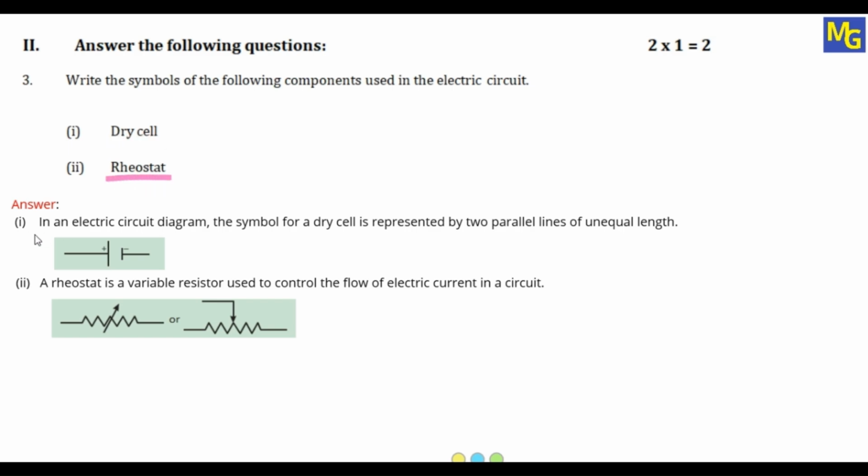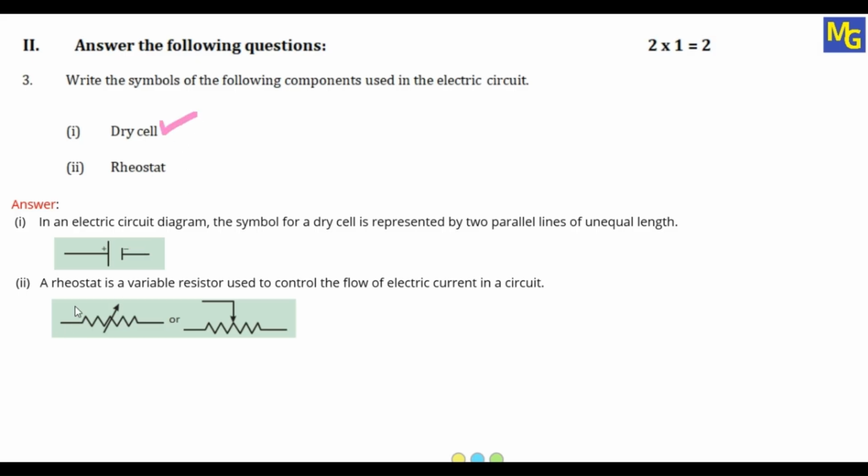So you can see the answer. In an electric circuit, the symbol for dry cell is represented by two parallel lines of unequal length. In any electric circuit, you can see two parallel lines which indicate a battery or a cell. So here one line will be a little bit big and the second line will be small. You can see in the symbol here. This is the big line and this is the small line. So the big line indicates the positive terminal and the small line indicates the negative terminal of the battery. So this is the symbol for dry cell.